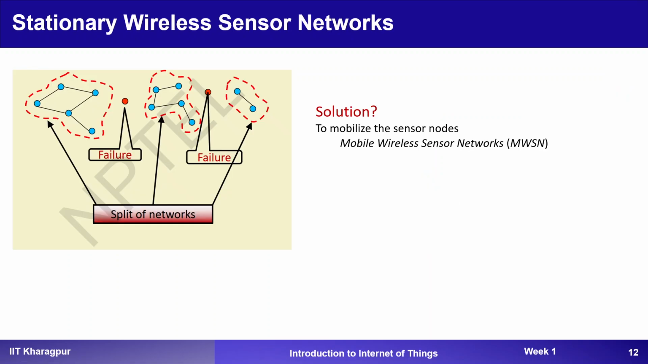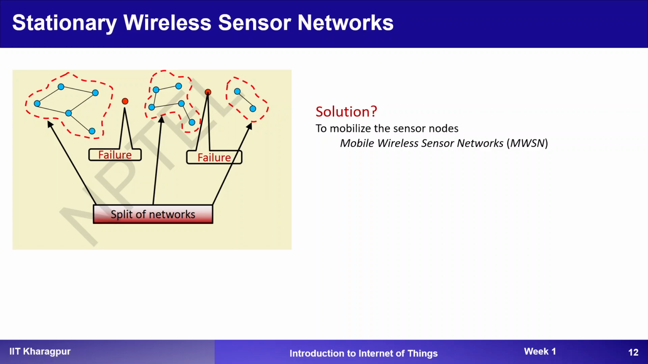Now the topic is stationary wireless sensor networks. As the name suggests, the sensor nodes present in these networks are stationary, they are not able to move. The problem in a stationary wireless sensor network is this: consider a scenario where this network is connected to this network only with the help of this node, and further this network is connected with this network with the help of this node only. If failure occurs at this point and this point, it will lead to a split of the networks, right? So what is the solution? What can we do to improve this?